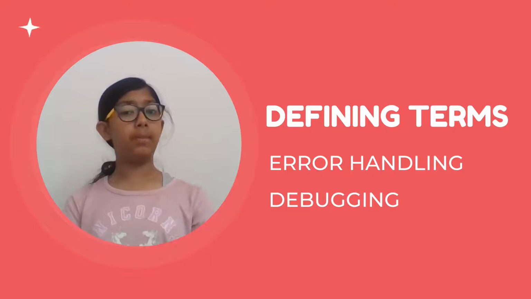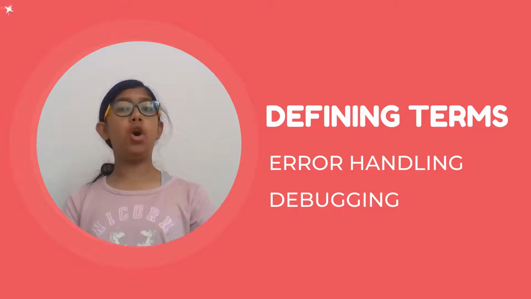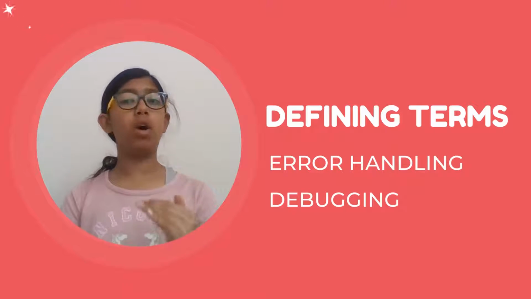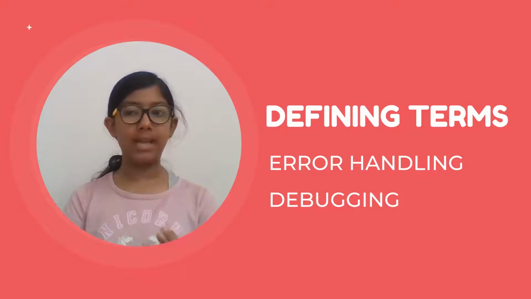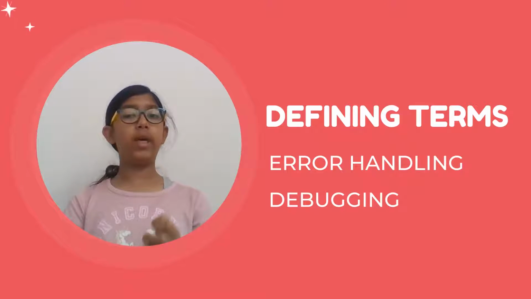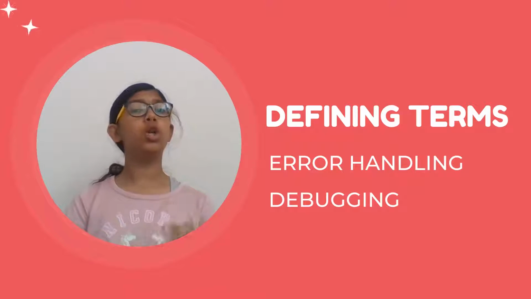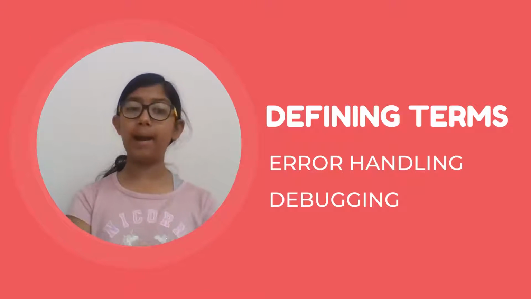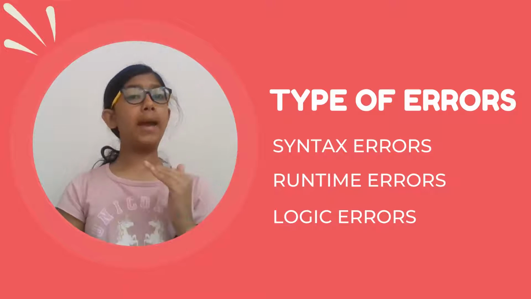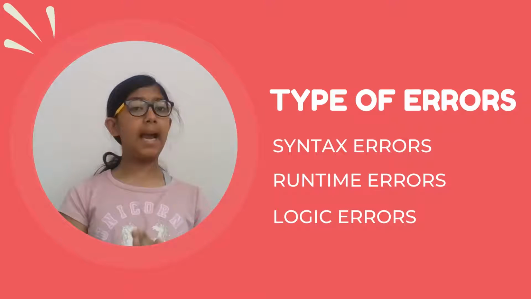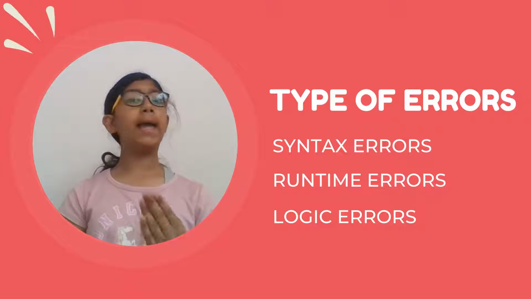Contrast that with debugging. Debugging is when I know what my problem is in my code, and that's potentially giving me a wrong answer. It's potentially crashing. And I know that there's something I've done incorrectly that's causing my code to go sideways, and that's debugging. When we're talking about errors, these fall under three categories: syntax errors, runtime errors, and logic errors.